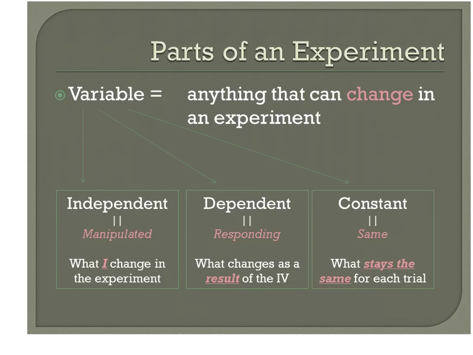The dependent variable is the same thing as the responding variable. This is what changes as a result of the independent variable, and that's what IV stands for. Don't confuse that with the Roman numeral 4. Finally, we have the constant, and that is anything in the experiment that you keep the same. And so typically this is going to be everything when you're setting up the experiment aside from the independent variable, so you can see what changes because of what you're doing.